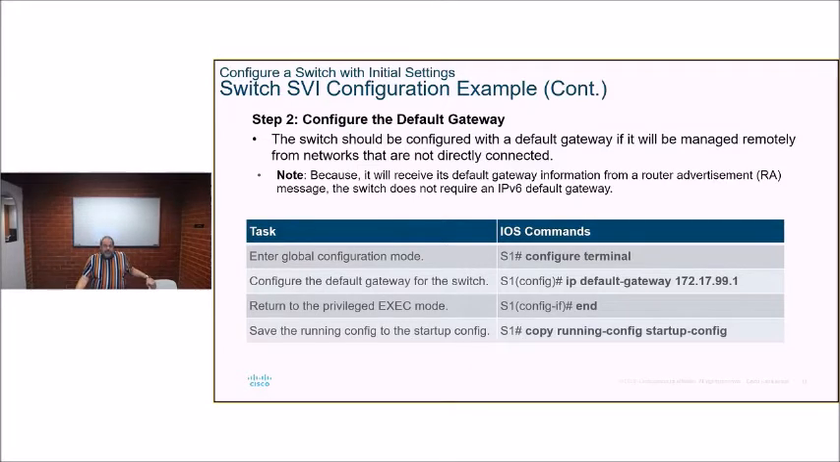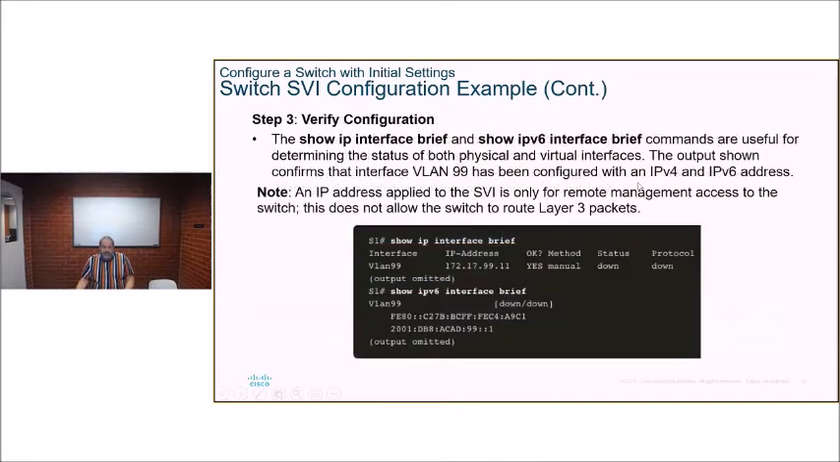So the switch should be configured with a default gateway if it will be managed remotely from networks that are not directly connected. You don't need to do this for IPv6, of course, because a router advertisement will actually come through. And so you only need to set it for IPv4. And so that's in global config mode, ip default-gateway, and away you go.